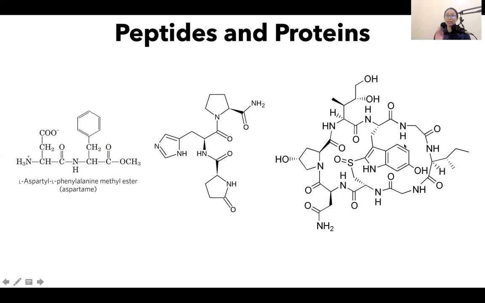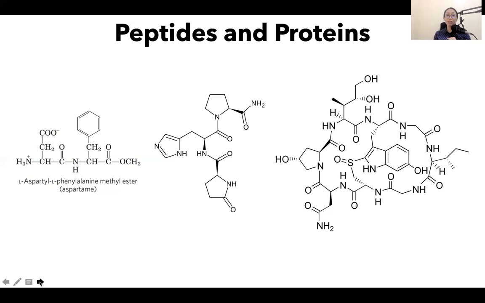And then the last example in this slide, this is a complicated peptide. It's a poison found in some species of mushroom. This is called amanitin. Okay. Some antibiotics actually are peptides. So they also have this quite complex structure like amanitin.